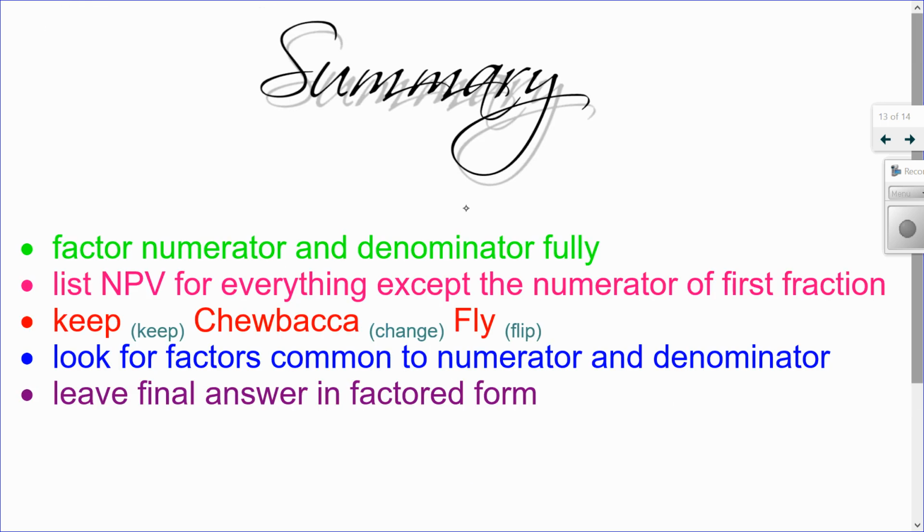To summarize division, you want to factor numerator and denominator, list your non-permissible values for everything except the numerator of fraction number 1, and then keep, change, flip. Look for factors that are common to the numerator and denominator and answer it by keeping it in factored form. Factored form is simplest form.